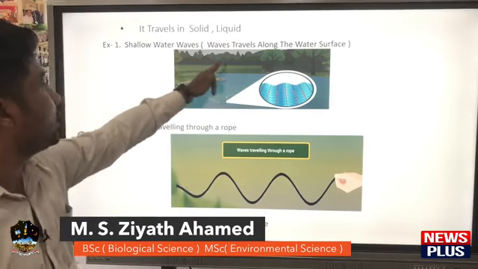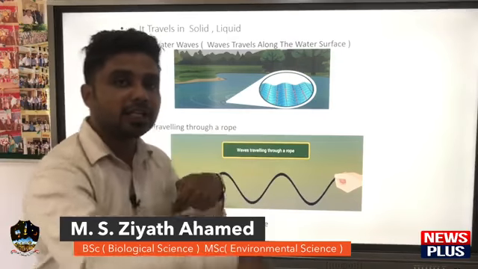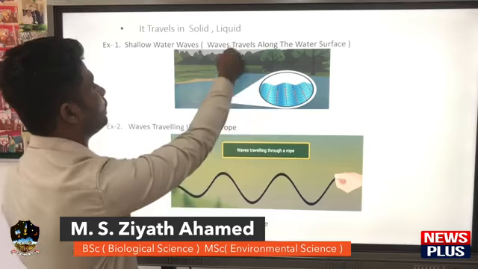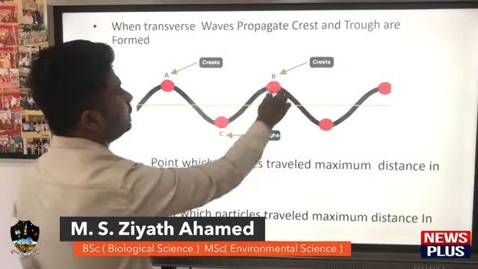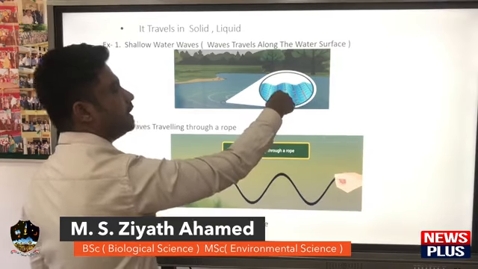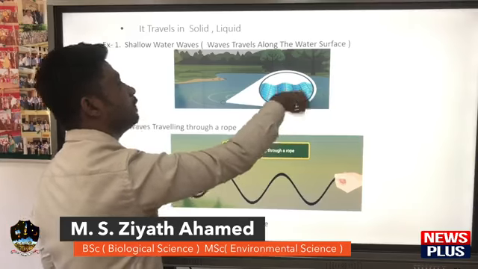Shallow water waves travel along the water surface, not underneath the water. Along the water surface, if you put a small stone into the water, there is a vibration. These particles move up and downwards. Because of that, waves are forming.